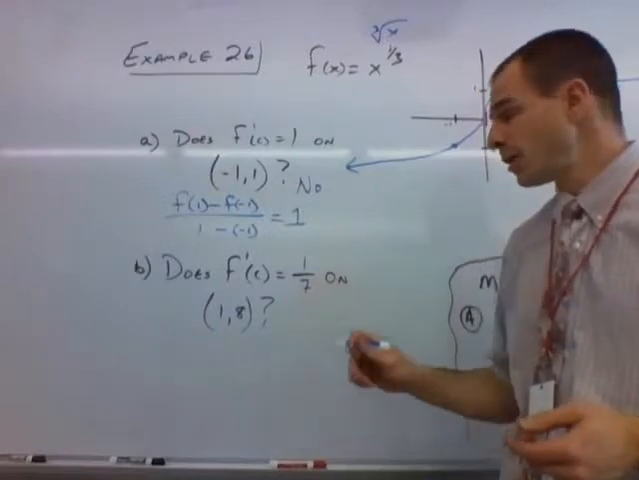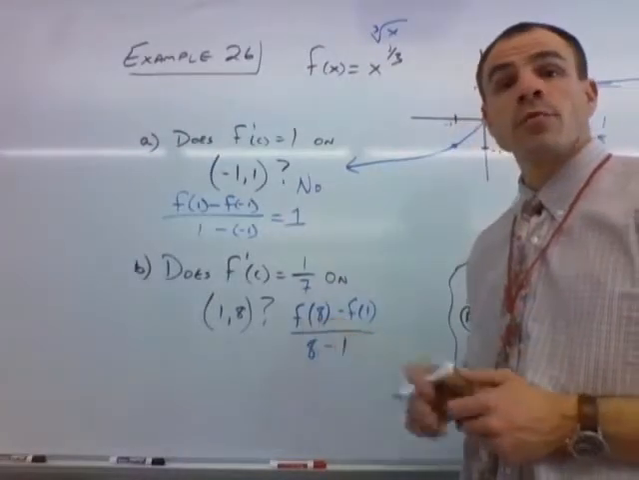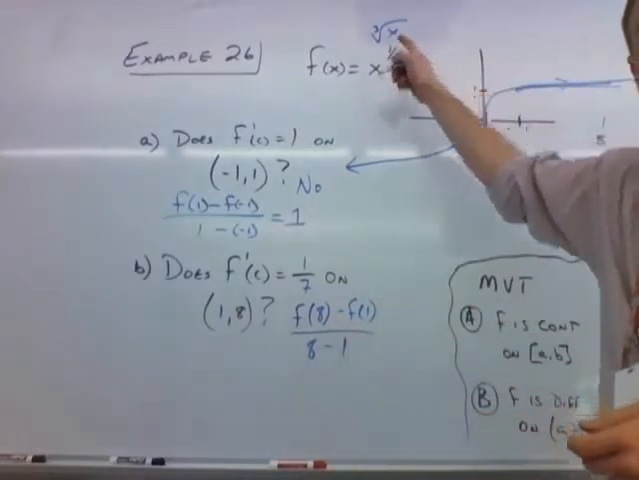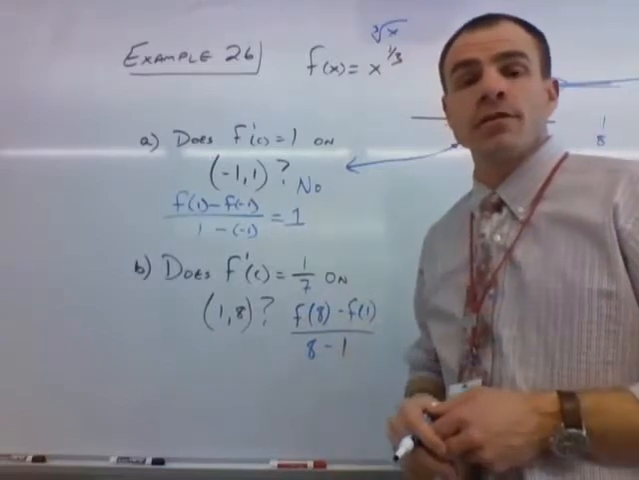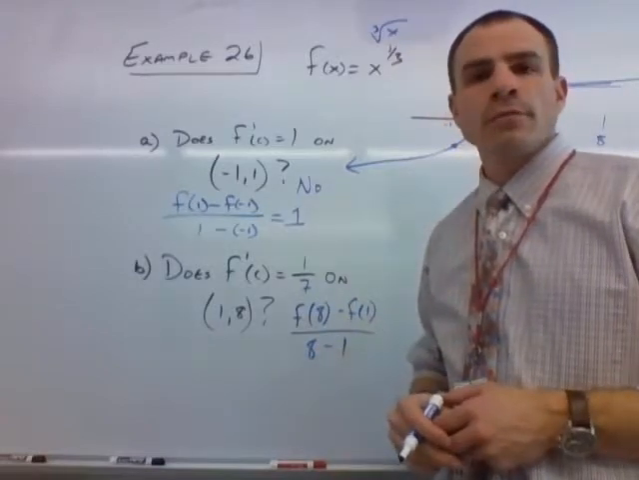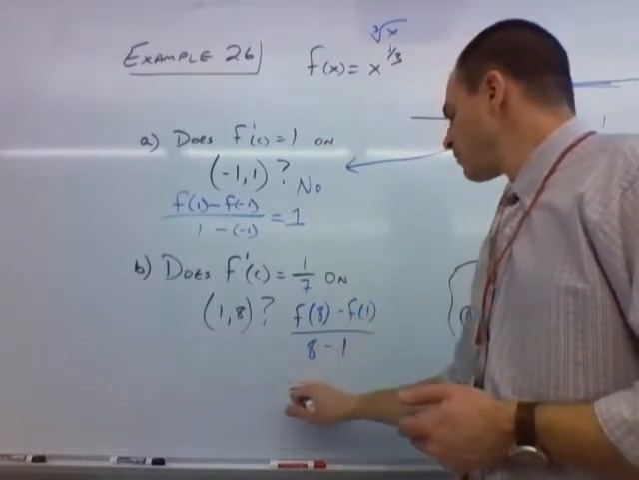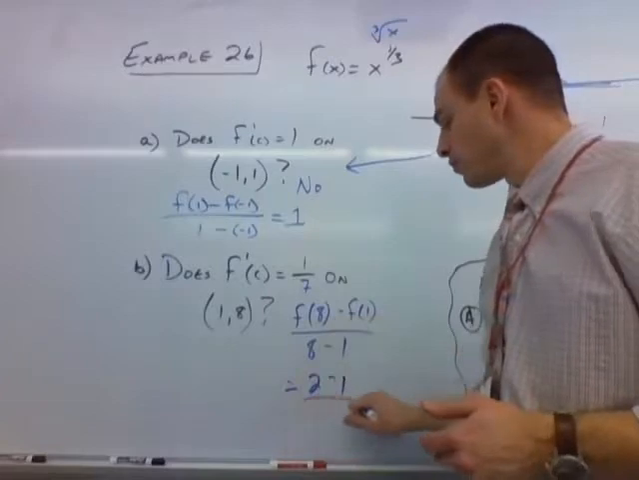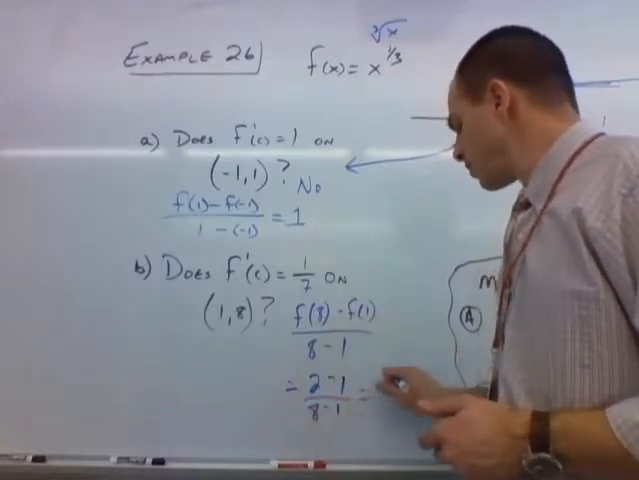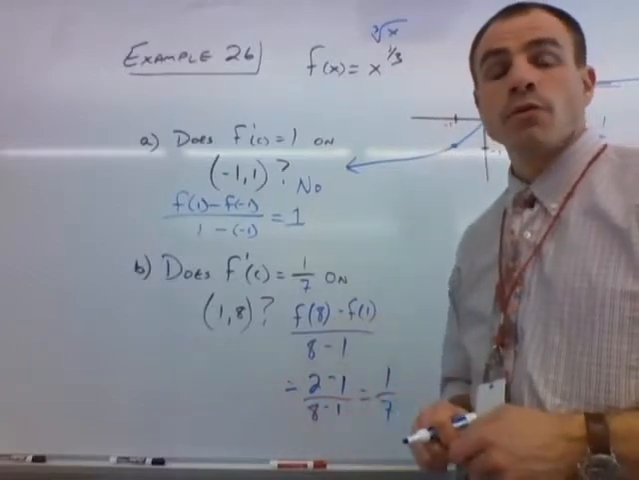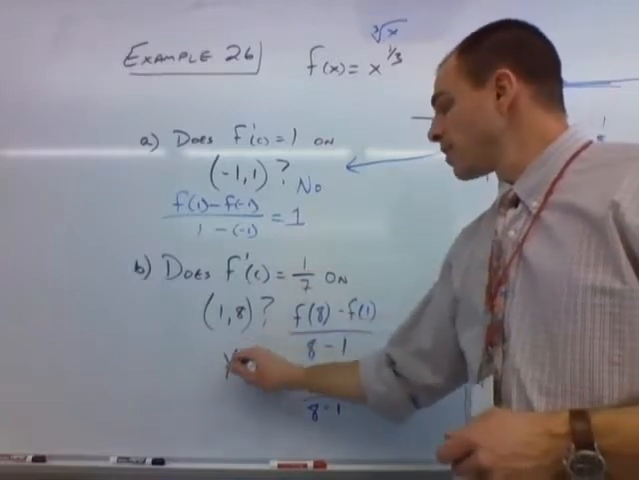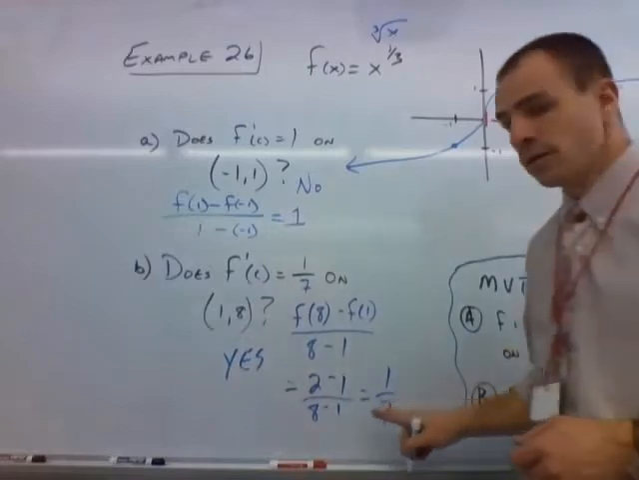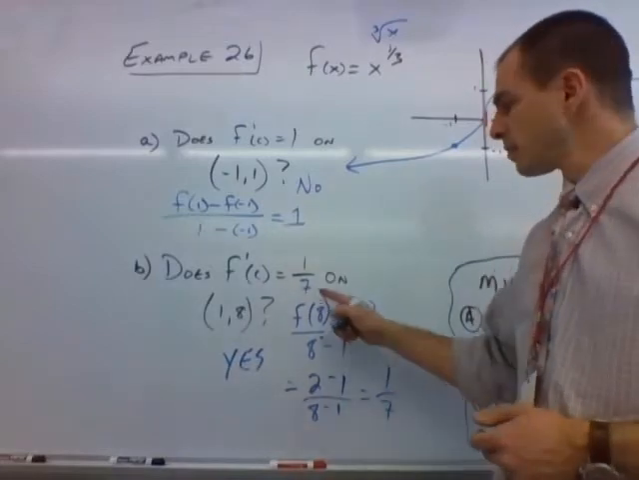Let's find the average rate of change. What happens when we plug 8 into our function? We have the cube root of 8. What number times itself again will be equal to 8? 2. So we have 2 minus the cube root of 1. Any root of 1 is going to be 1. So 2 minus 1 over 8 minus 1, which gives us 1 over 7. So the answer this time is going to be yes, because both conditions were met and the average rate of change turned out to be that value right there.